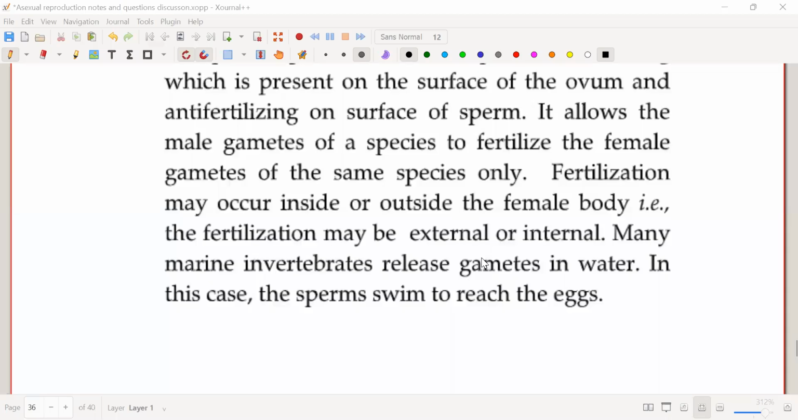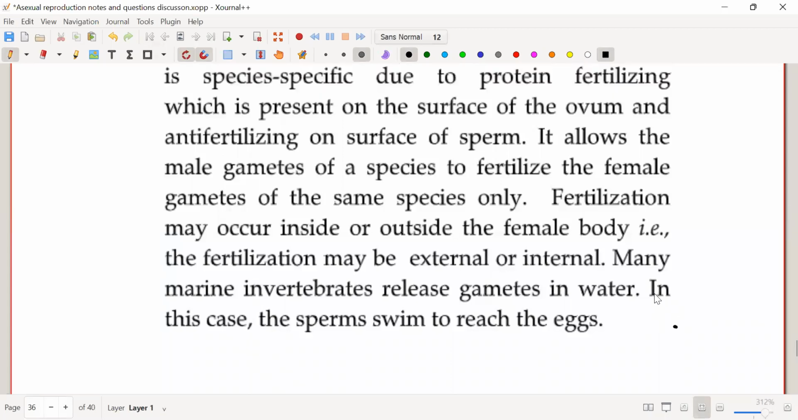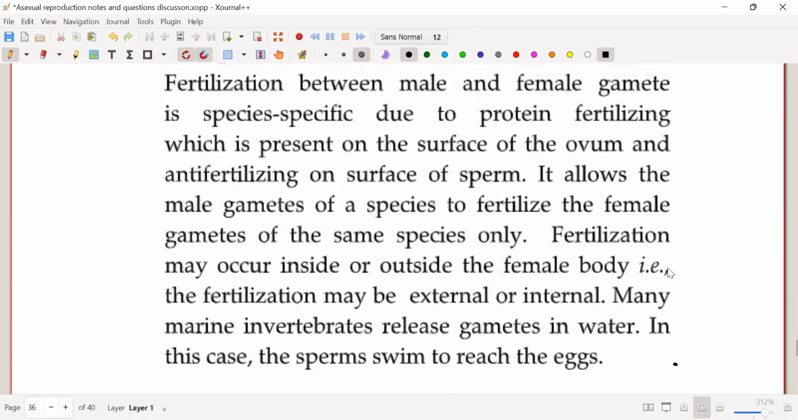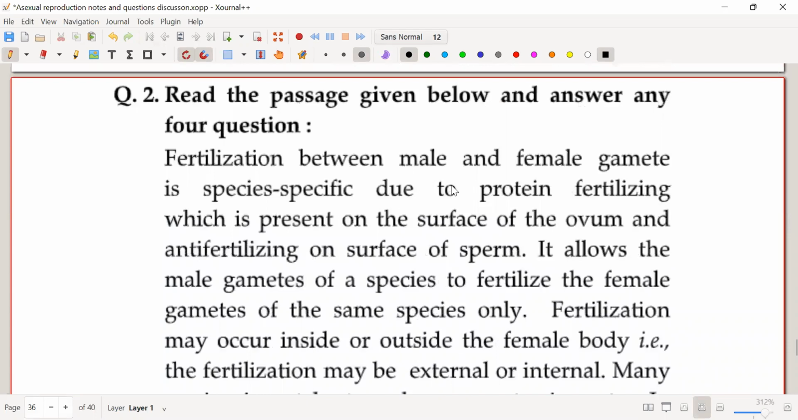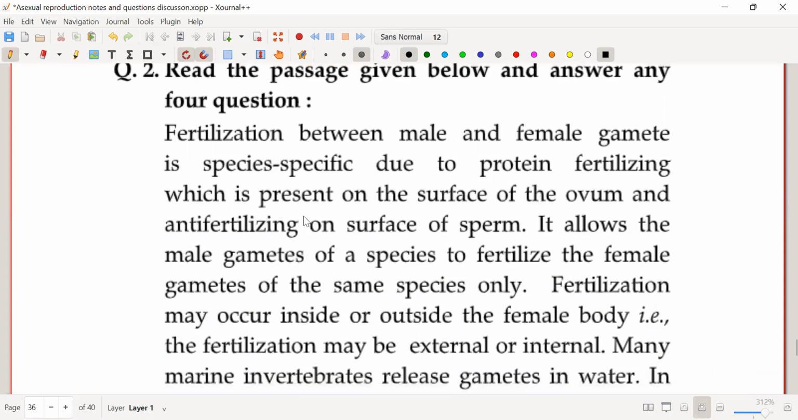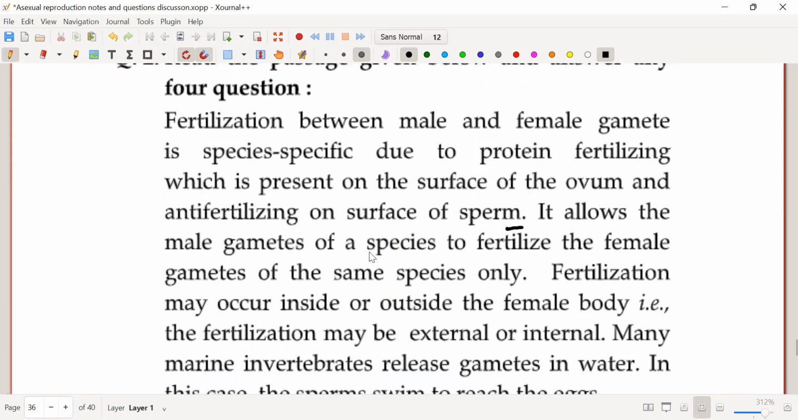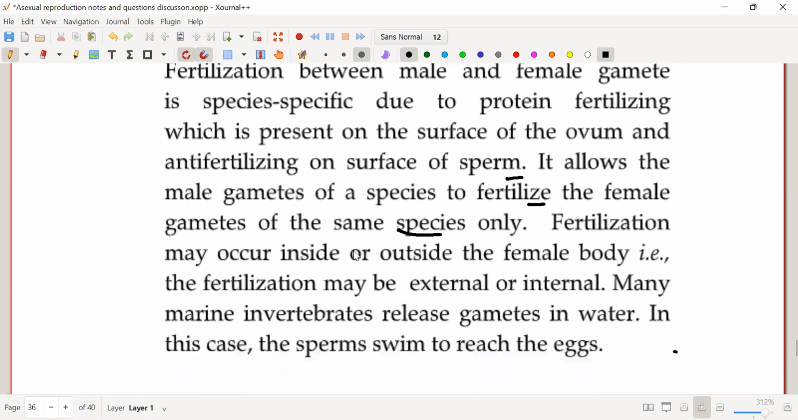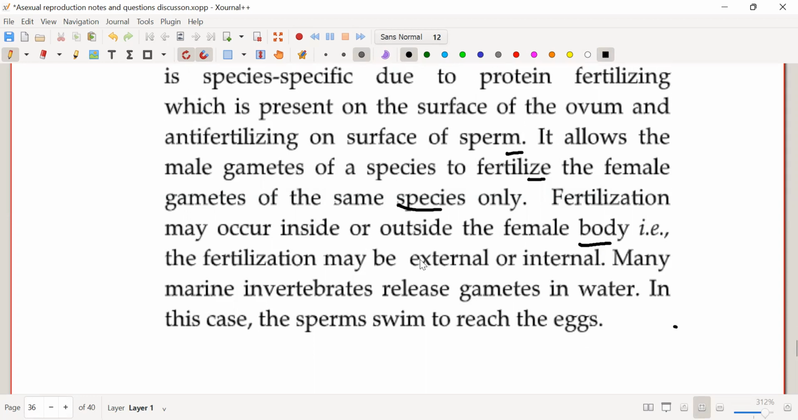The next one is this one. Fertilization between male and female gamete is species specific due to protein fertilizin, which is present on the surface of an ovum, and anti-fertilizin on the surface of sperm. It allows the male gametes of a species to fertilize the female gamete of the same species. Fertilization may occur inside or outside the female body. The fertilization may be external or internal.